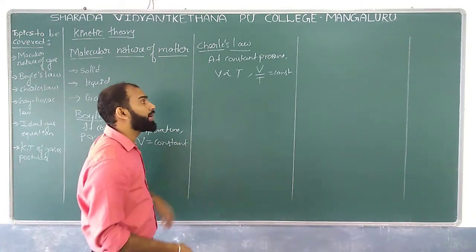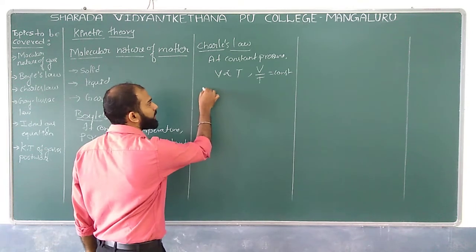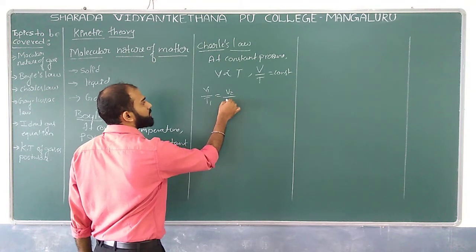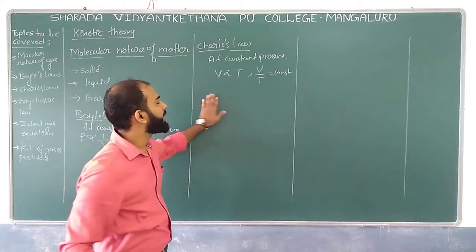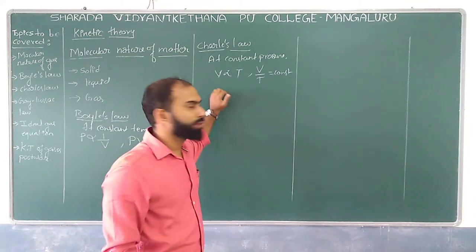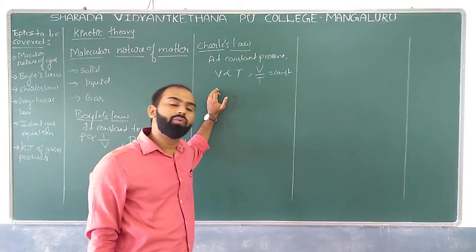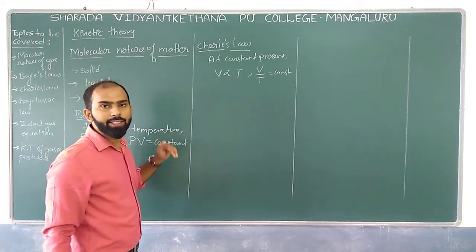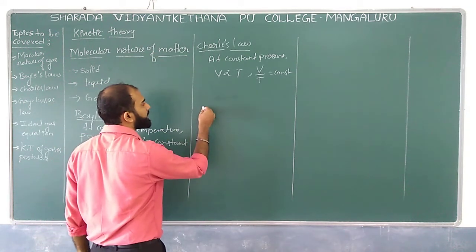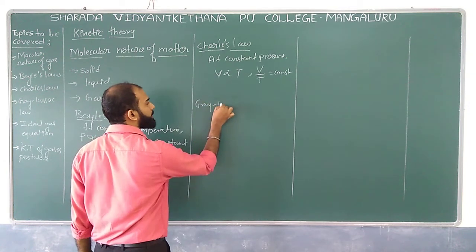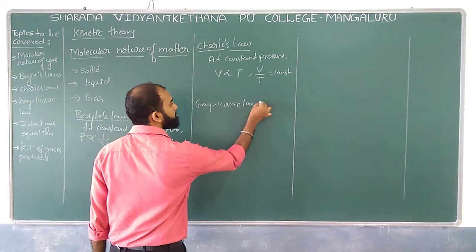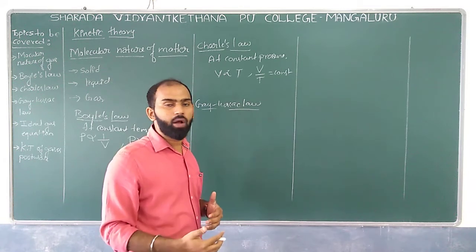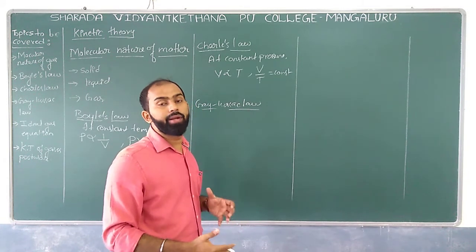This can also be taken as V1 by T1 equal to V2 by T2. For the time being, we can take V by T as a constant, and we'll discuss that later when we study the ideal gas equation. The next law is the Gay-Lussac law. Each law is important, so we are recollecting the concepts to understand more about kinetic theory.